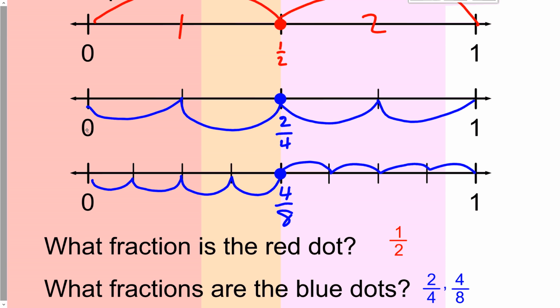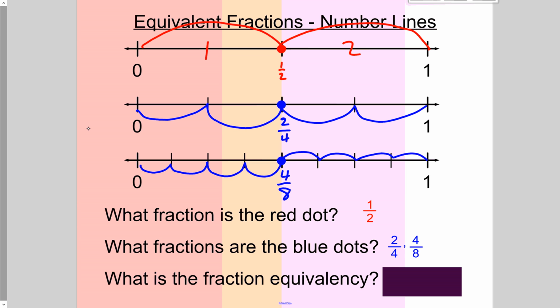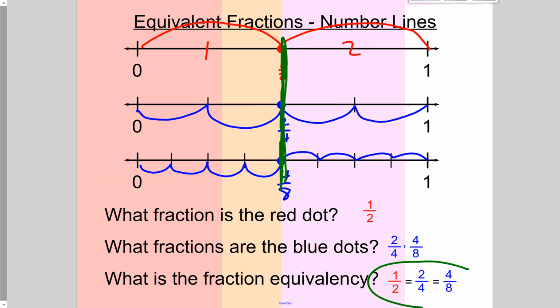And then finally, if we take a look at the fraction equivalency for this page, 1/2, that's this one at the top, is equivalent to 2/4 and 4/8. As you can see, they line up nicely right underneath each other on the number lines. So 1/2 is equal to 2/4 is equal to 4/8. Let's take a look at another one.